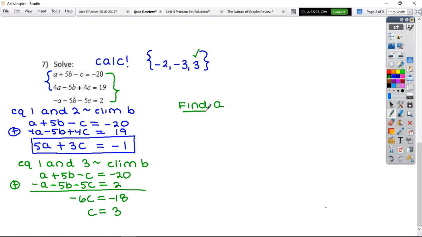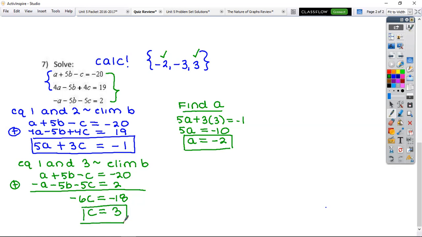So I'm going to find A by substituting into my box equation. I would have 5A plus 3 times 3 equal to negative 1. So 5A is equal to negative 1 minus 9 would be negative 10. Divide by 5, and A is equal to negative 2. So there's another answer. Did it work? Check. Let me box this one as well.